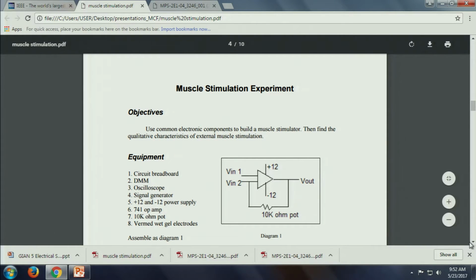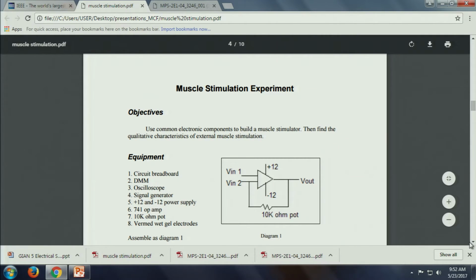So, these are the components: circuit board, DMM, oscilloscope, and Vermeer wet electrodes. First, if you see, he used just an electrical wire, then things were... he needed more voltage to that, so he wanted to test.